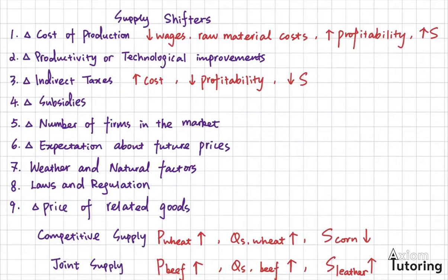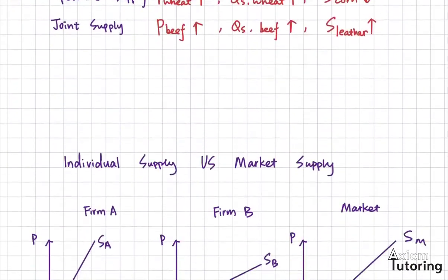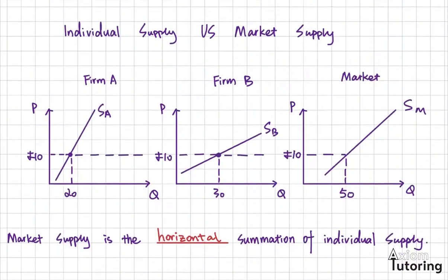Finally, A-level economics also requires us to understand how individual supply becomes market supply. Individual supply refers to the quantity supplied by a single producer at each price. Here I have drawn two supply curves, one for firm A and one for firm B. The market supply is a horizontal summation of all individual companies' supply curves.